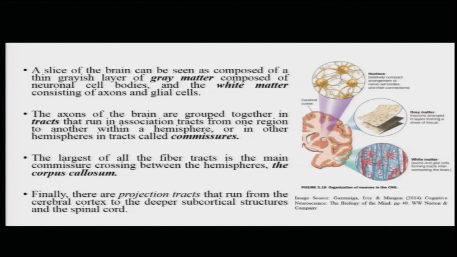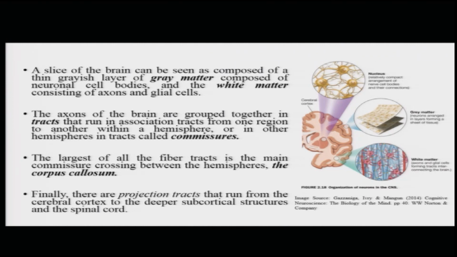Now if you take a slice of the brain, if you just cut it across the way it is being demonstrated here, you will see that the brain is composed of two kinds of matter, or two kinds of matter are visible.